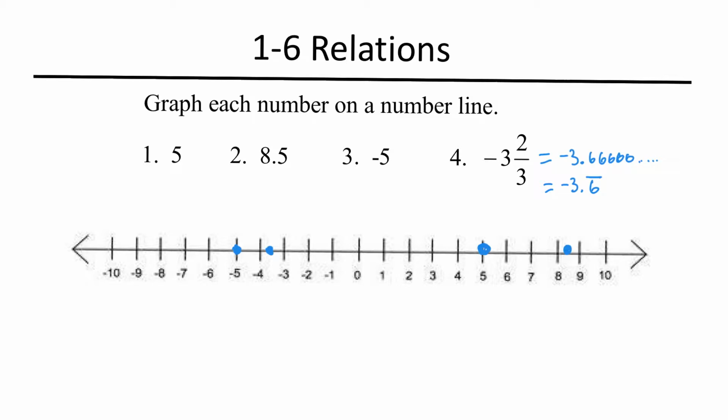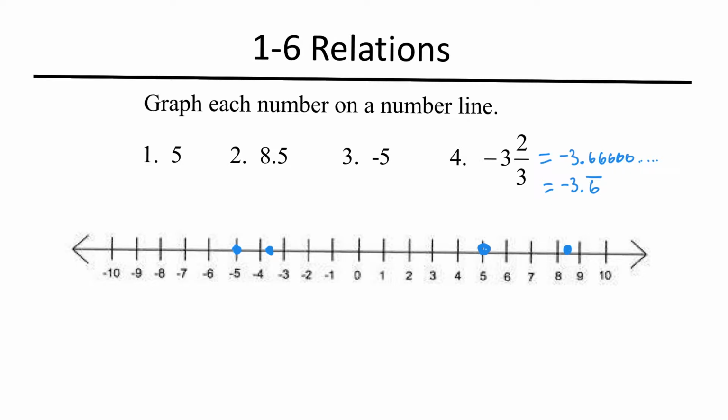So what am I doing? I am plotting points on a number line, and notice that every time I wanted to plot a point or make a circle, I always started at the 0. From that 0, I either went to the right or I went to the left.